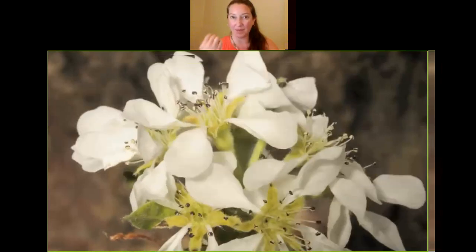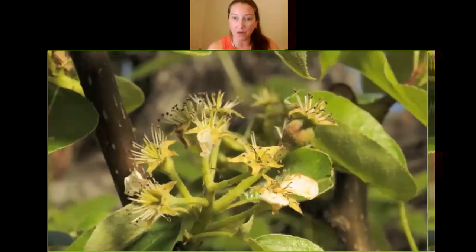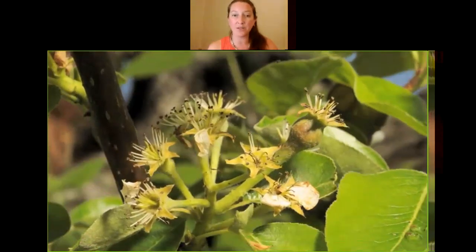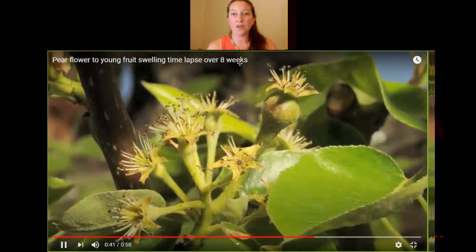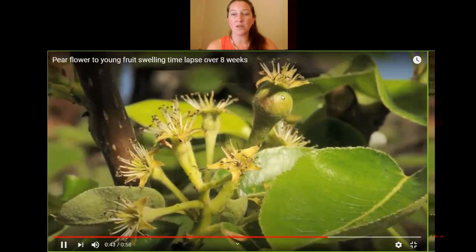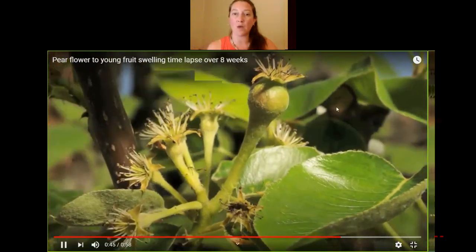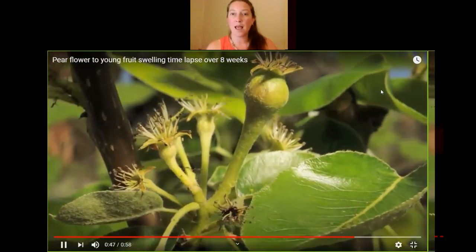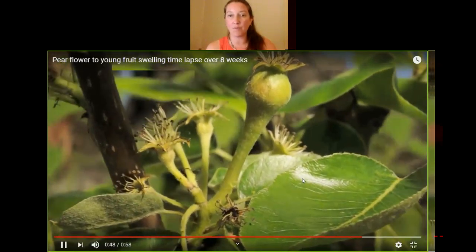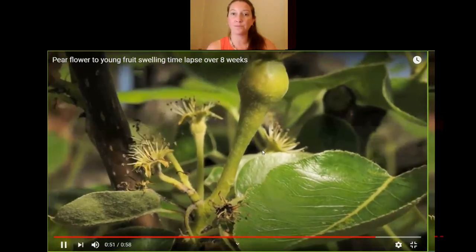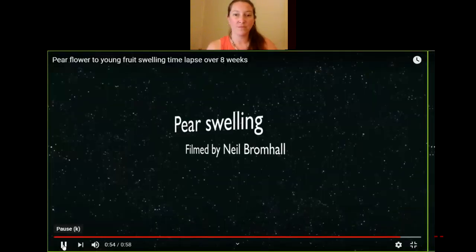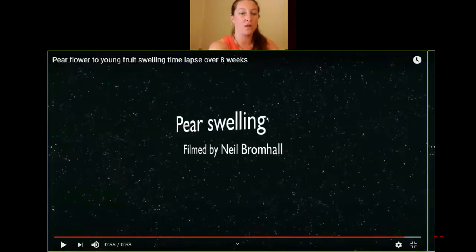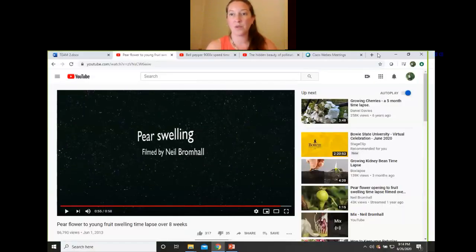So remember, this is time lapse. You can see there's a little bug flying around there. Now the petals have fallen off. Fertilization has occurred. And then look at this one right here. You see the base of it starting to swell, and that is the beginning of your pear. Pretty cool.